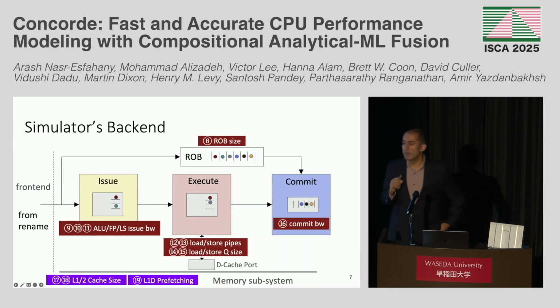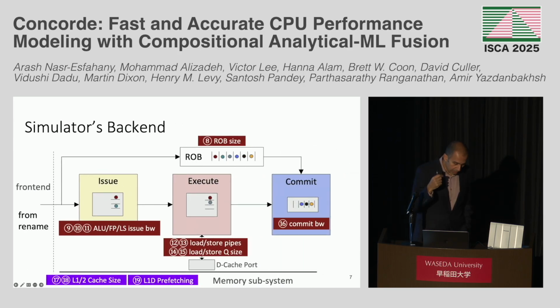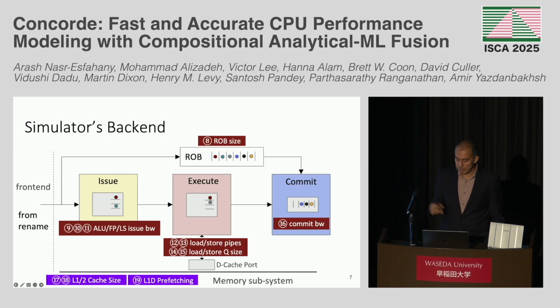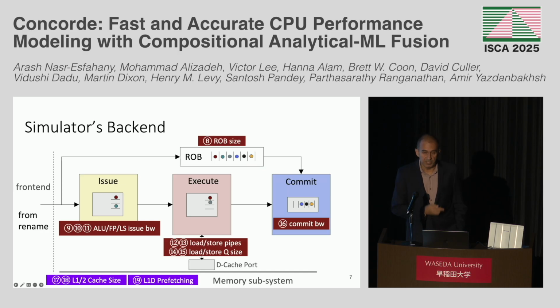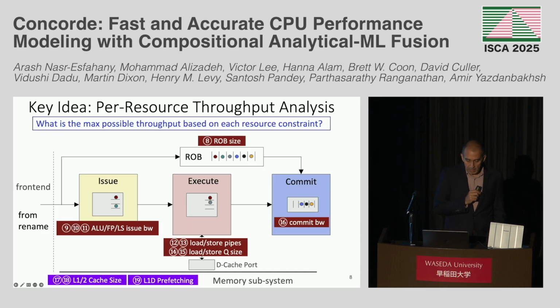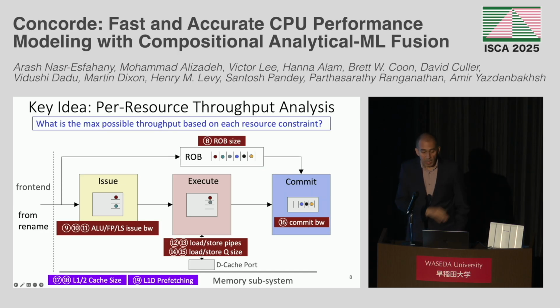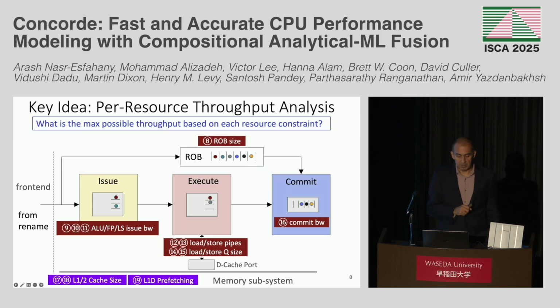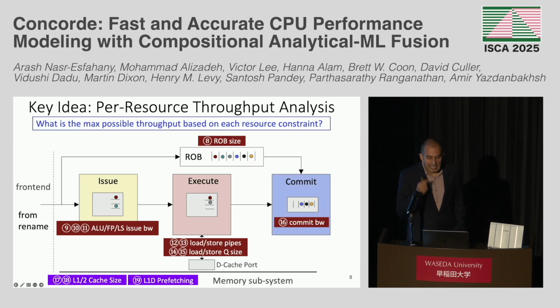And here's the back end of our simulator. It includes the issue stage, out-of-order execution, commit stage, and ROB. Nothing different, right? I've highlighted some of the parameters that we model in the back end, like load queue size, commit width, and so on. And you can also see some of the parameters that we model for the memory system, like cache size and prefetching mechanism.